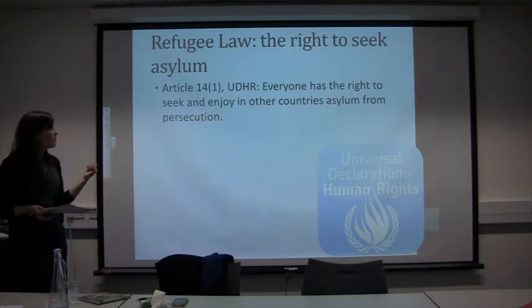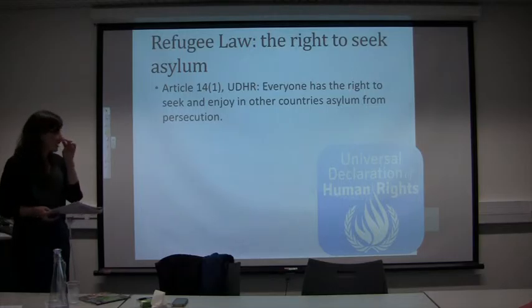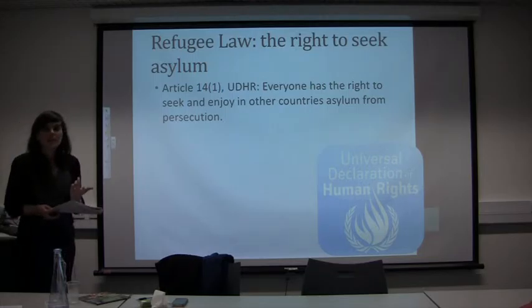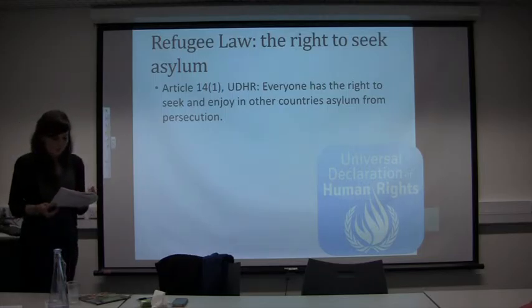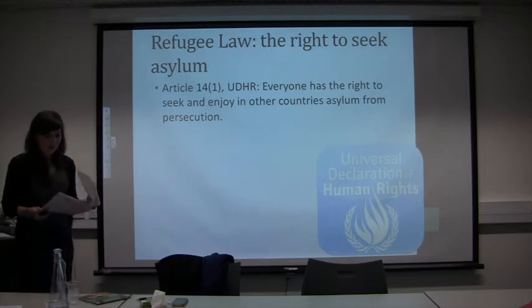And actually, when this resolution, the Universal Declaration, was being drafted, it was suggested to include a right to seek and be granted asylum, but that was ultimately rejected. And the International Covenant on Civil and Political Rights, one of the major human rights treaties, doesn't include a right to asylum. The 1951 Refugee Convention also doesn't include a right to be granted asylum.